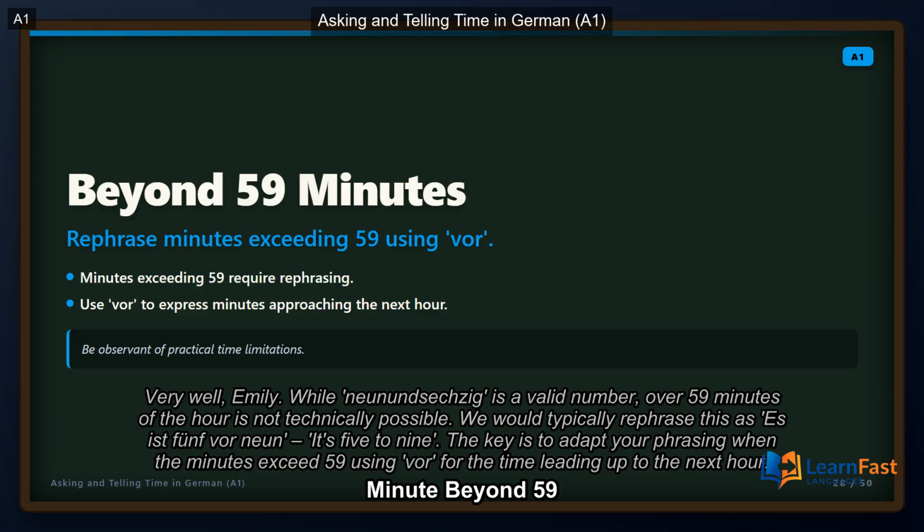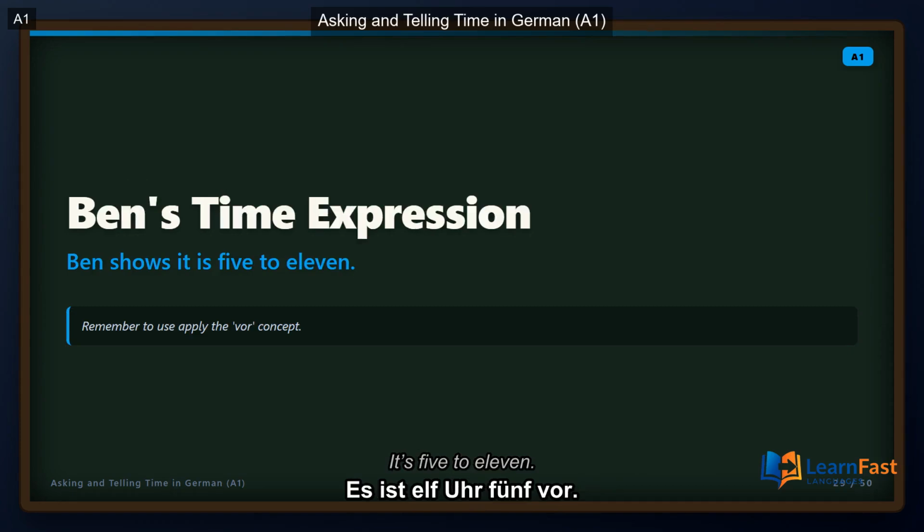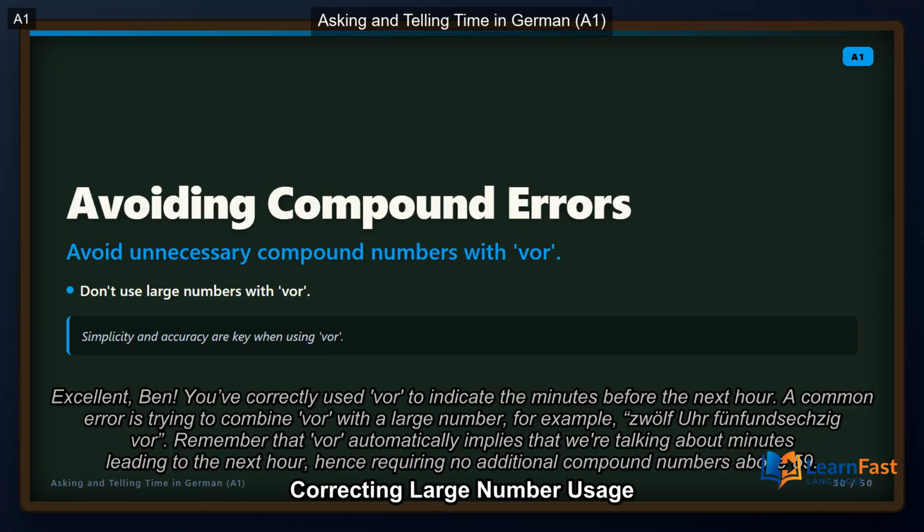The key is to adapt your phrasing when the minutes exceed 59, using vor for the time leading up to the next hour. Es ist 11:05 vor. Excellent, Ben. You've correctly used vor to indicate the minutes before the next hour.